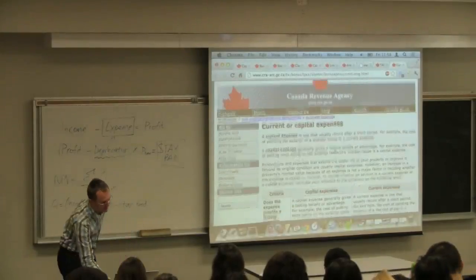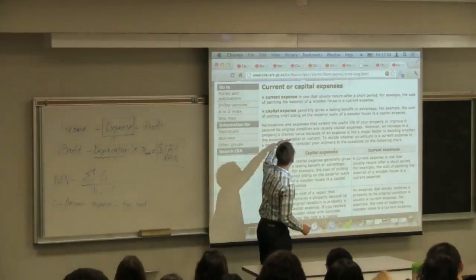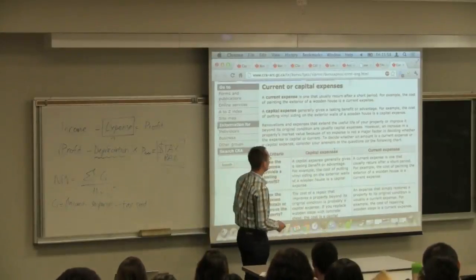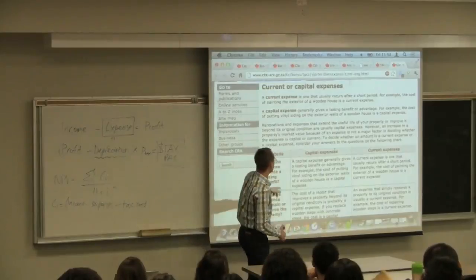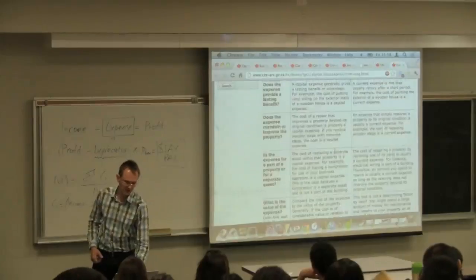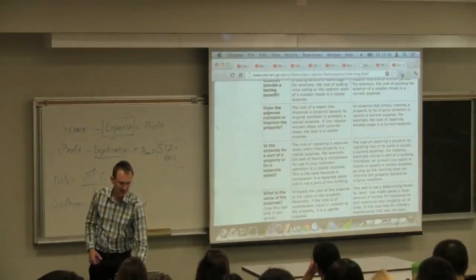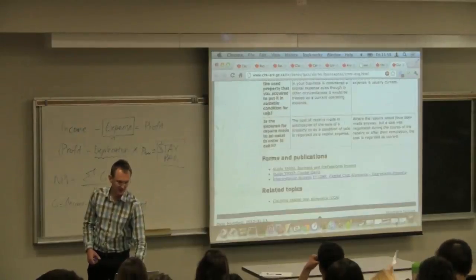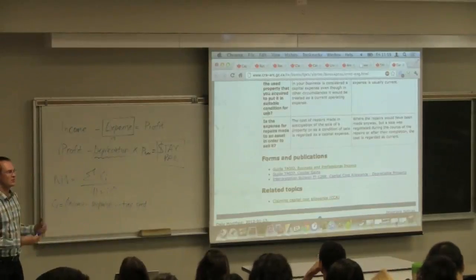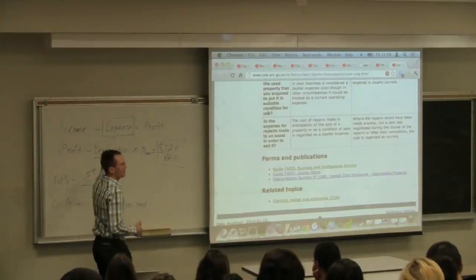Okay, yeah, there's a site here, current or capital expenses. So they ask, a capital expense generally gives a lasting benefit. Renovations and extensions that extend the useful life of your property or improve it are usually capital expenses. To decide whether it is a current expense or capital expense, consider the answers to the following questions. And then they go through a whole lot of scenarios down here. Is this expense part of a property or a separate asset? Does the expense maintain or improve the property? Does it provide a lasting benefit, et cetera. So as you can see here, you need to start having an experienced person who's comfortable with government regulations to really determine what the total value is that we can depreciate.